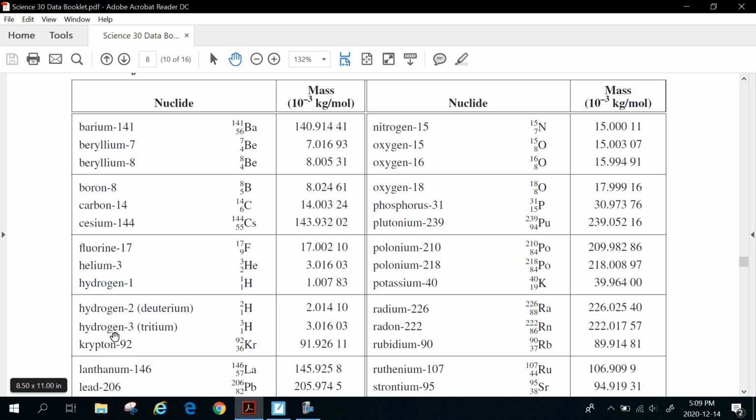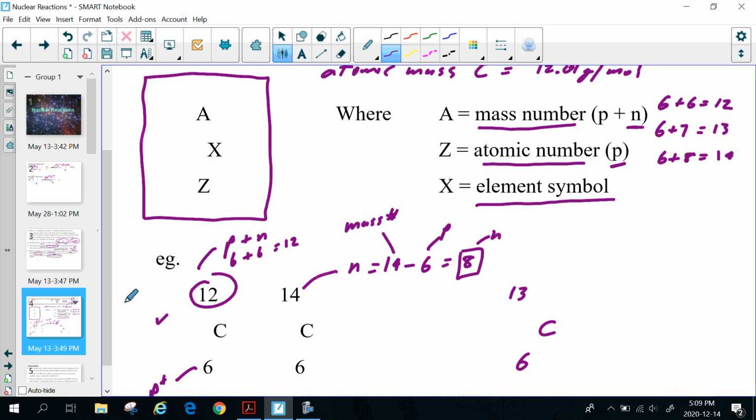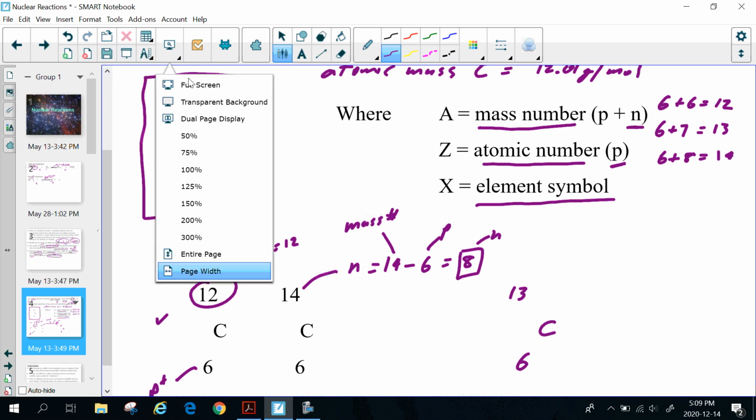The last one here is hydrogen-3. Again, the 3 is the mass number. It goes at the upper left-hand side. Still a 1 for our atomic number. And this one is also called tritium. So we have 3 different isotopes here, all isotopes of hydrogen. They're all hydrogen, but they're different versions of hydrogen, different isotopes of hydrogen.